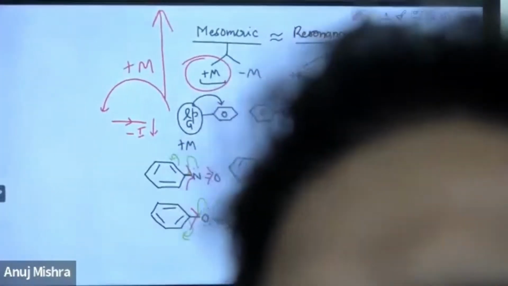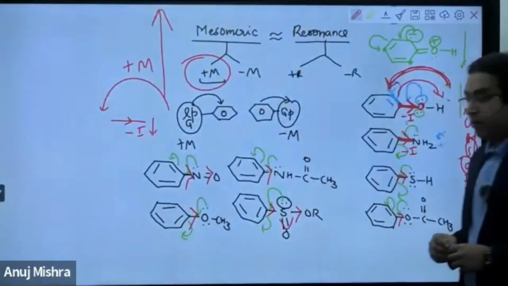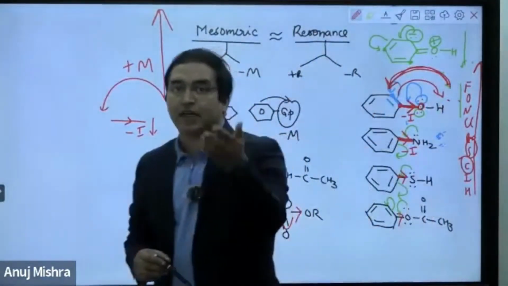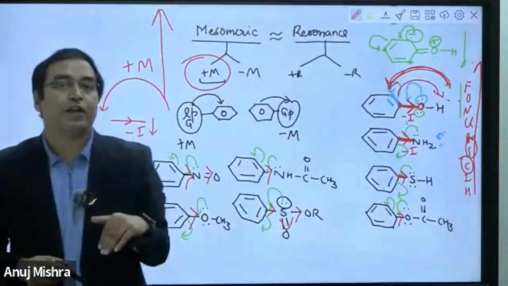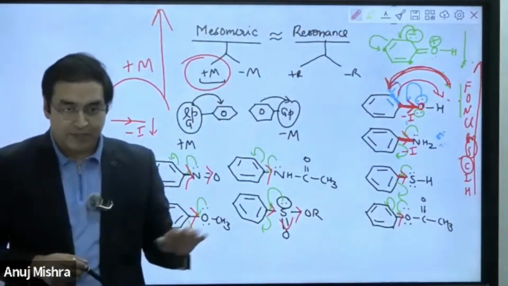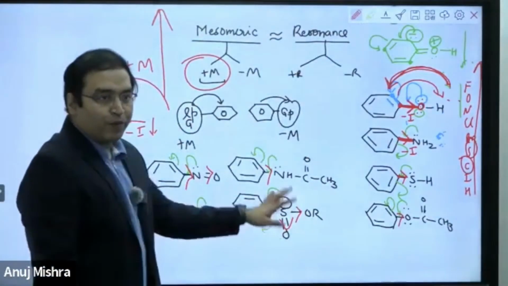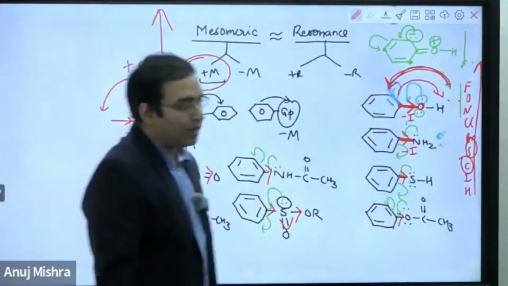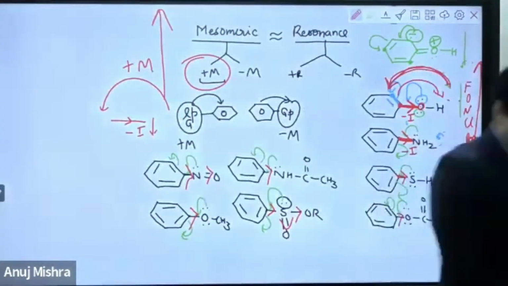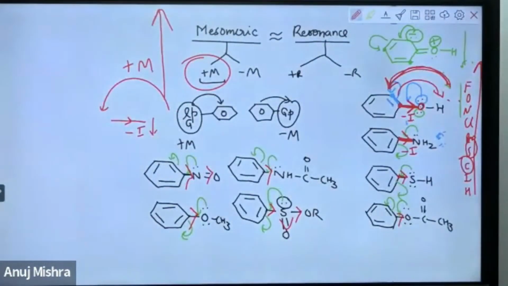So plus M is perfect. Plus M is pushing inside and minus I is pulling it back. Easy. In all these cases, the feature is similar. I hope you understand this. Any problem, please ask. If there is any difficulty up to here, ask. Is it clear? Mesomeric effect is clear.